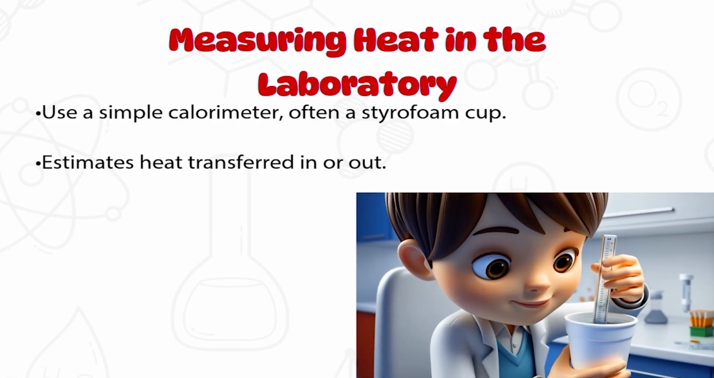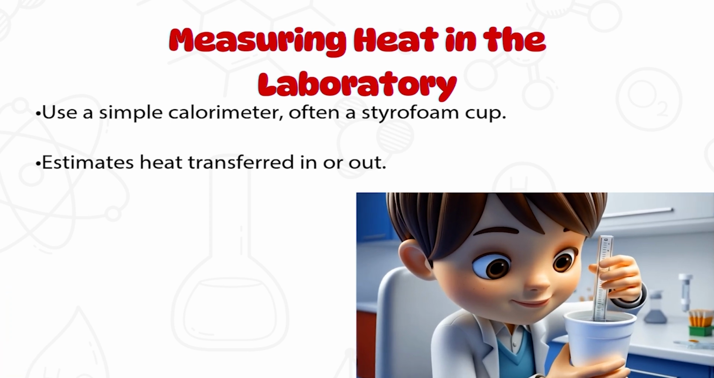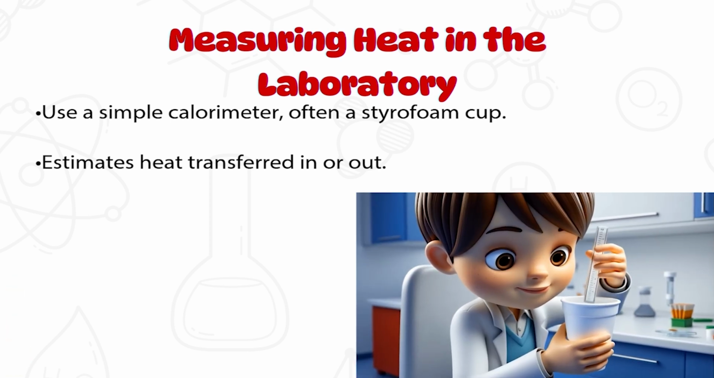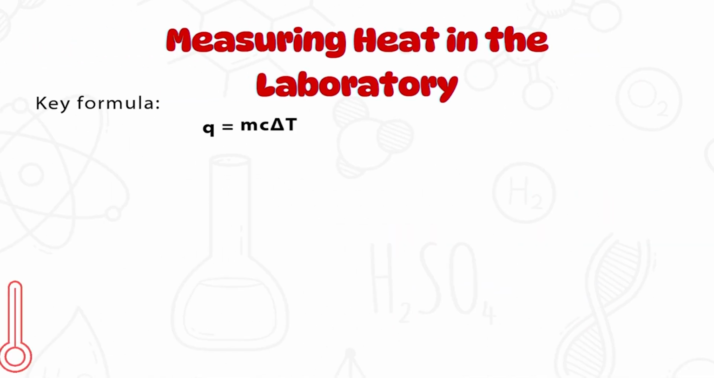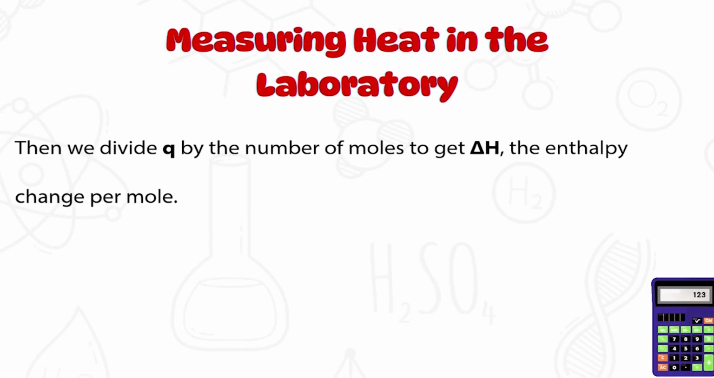In the lab, we use a simple calorimeter, which is often a styrofoam cup, to measure temperature changes. It helps estimate the heat transferred in or out of the system. To calculate this, we use the formula Q = mcΔT, where Q is the heat energy gained or lost in joules, m is the mass of the solution, usually in grams, c is the specific heat capacity for water, that's 4.2 joules per gram per degree Celsius, and ΔT is the temperature change, which is your final temperature value recorded minus your initial. Then we divide Q by the number of moles to get ΔH, the enthalpy change per mole.